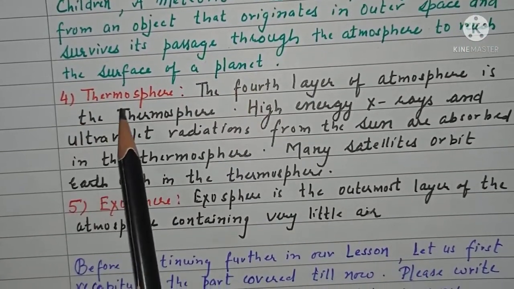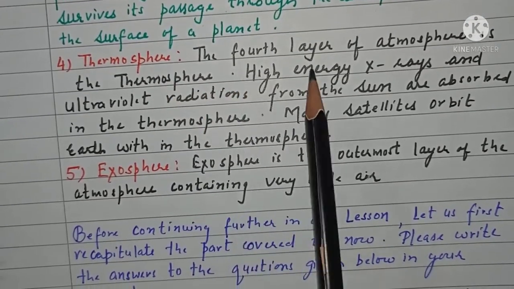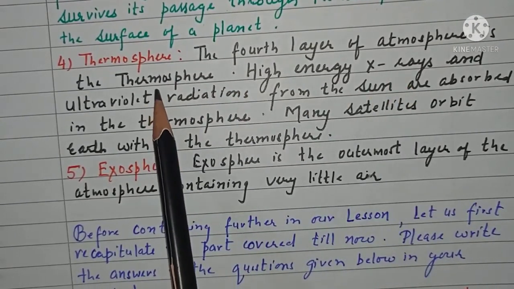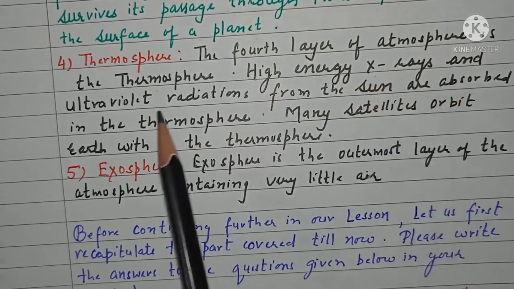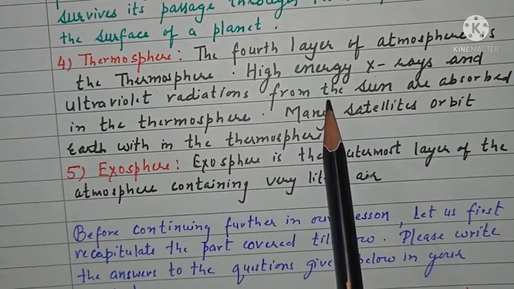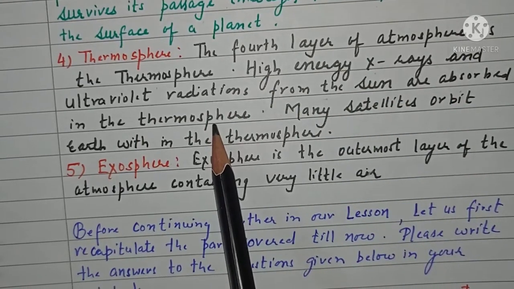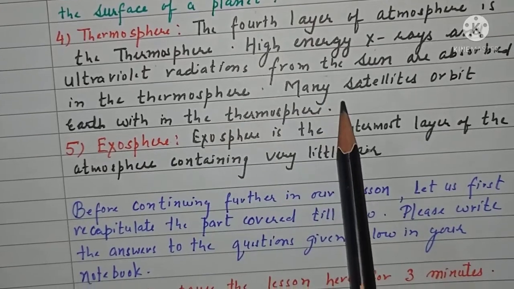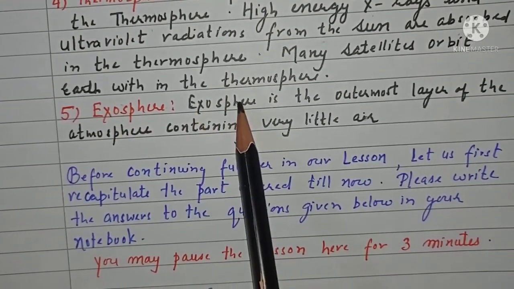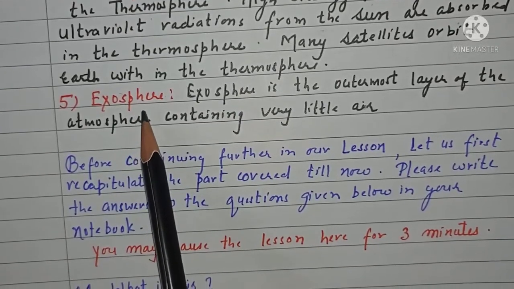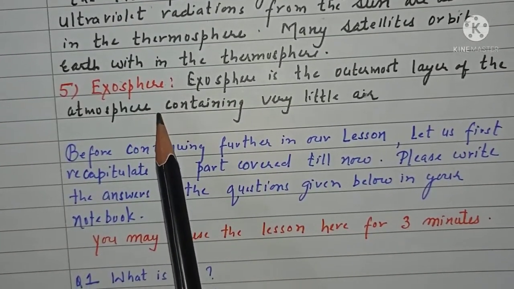Now learning about thermosphere, as we have seen in the diagram, the fourth layer of atmosphere is the thermosphere. High energy X-rays and ultraviolet radiations from the sun are absorbed here, that is in the thermosphere. And many satellites orbit the earth within the thermosphere. And the outermost layer is the exosphere, which contains very little air.